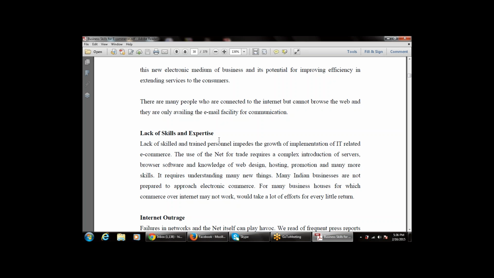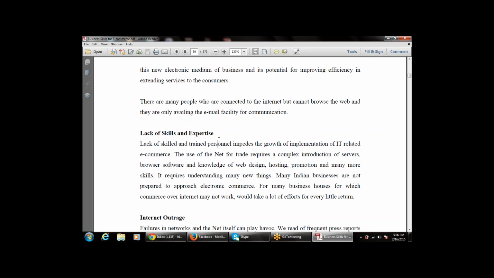The usage of the net for trade requires a complex introduction of servers, browser software and knowledge of web design, hosting, promotion and many more skills. It requires understanding many new things.